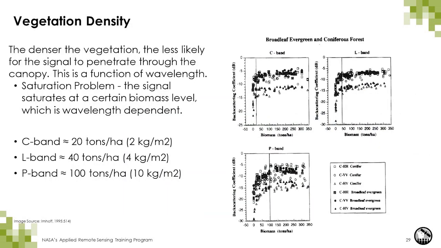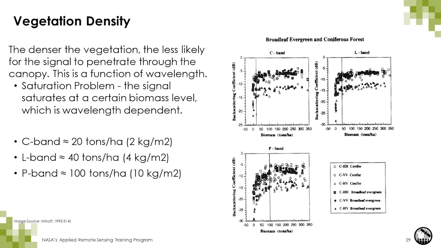The last surface parameter related to structure to keep in mind is vegetation density. The denser the vegetation, the less likely for the signal to penetrate through the canopy. And of course, this is a function of wavelength. So there's a saturation problem. The signal saturates at a certain biomass level. This is wavelength dependent. Obviously, for C-band, it'll saturate at a lower tonnage, tons per hectare, than at longer wavelengths that penetrate deeper through the vegetation canopy.